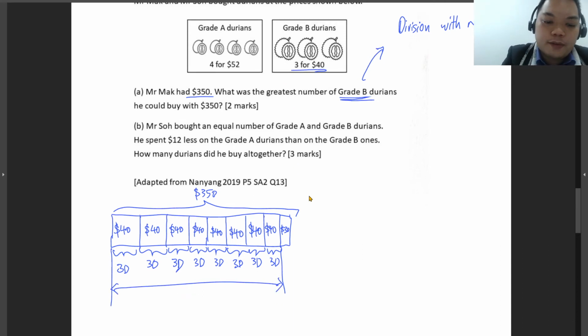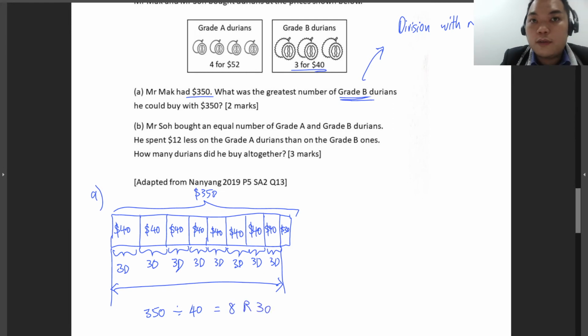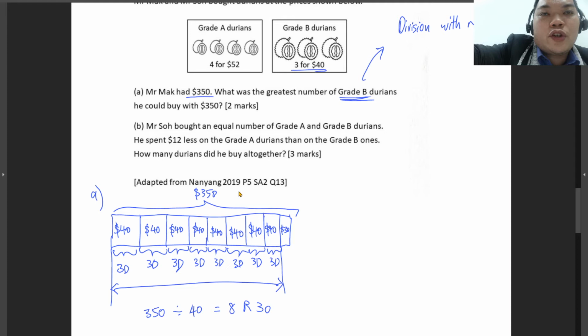So to solve part A, this will be 350 divided by 40 first. This will be 8 remainder 30, because remember, division is repeated subtraction. You want to ask yourself how many of these $40 can you remove from this $350. Division with remainder. Yeah, so 24 will be the answer.